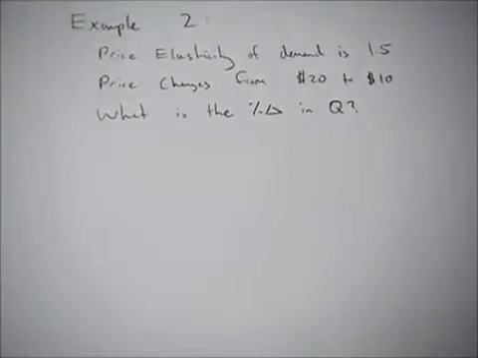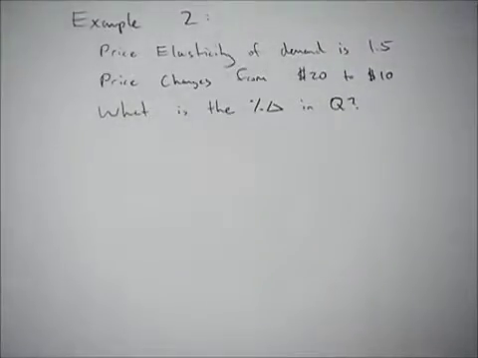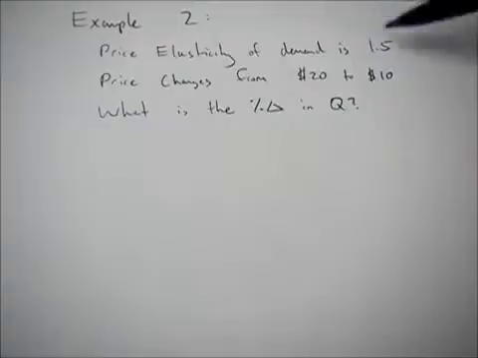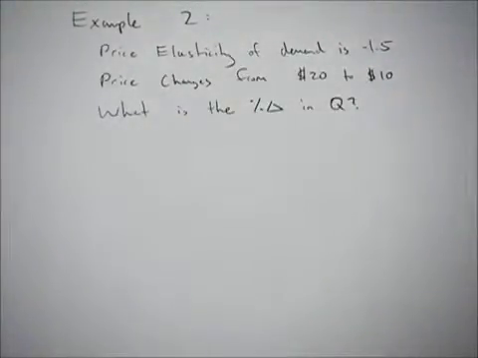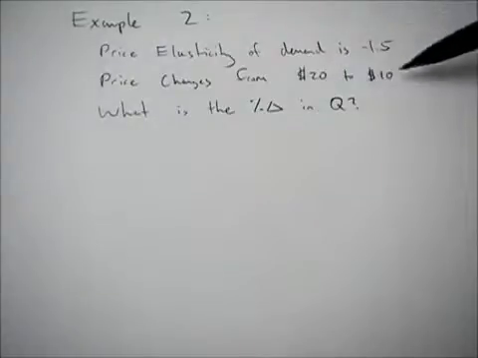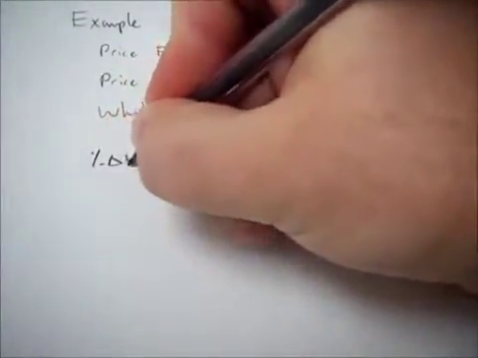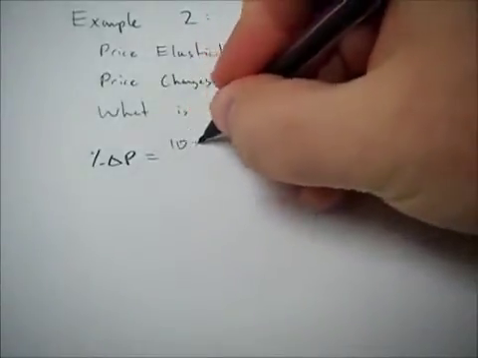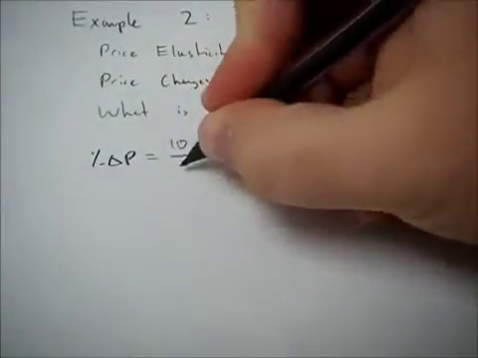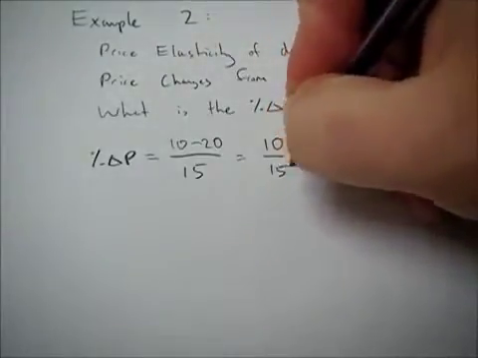Second example, what happens if they give you the price elasticity of demand and they want you to find the percent change in something? So here we have the price elasticity of demand is equal to negative 0.5, and the price changes from $20 to $10. So here the price goes down. First, let's find the percent change in P. So that's going to be equal to 10 minus 20 over the average here is 15, so we get 10 over 15.